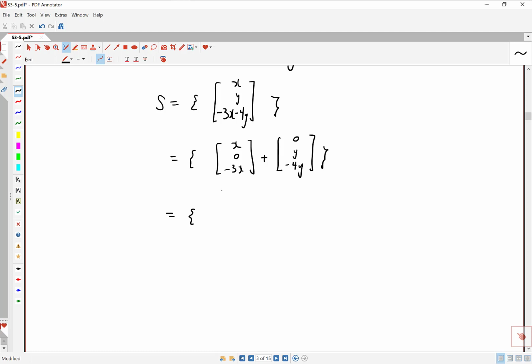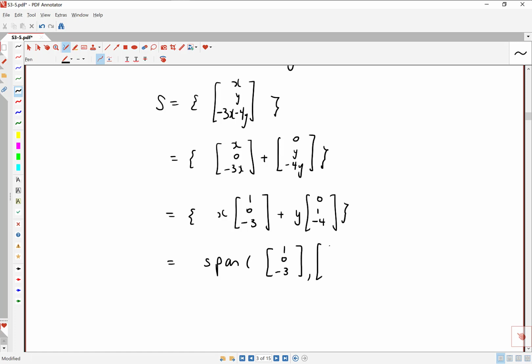So we can say that's really the set of vectors that look like x times 1, 0, negative 3 plus y times 0, 1, negative 4. Okay, and then let's remember what a span is. A span is a set of all linear combinations of one or more vectors. So we can say this set that we've just written down, that really is the span of 1, 0, negative 3, 0, 1, negative 4.